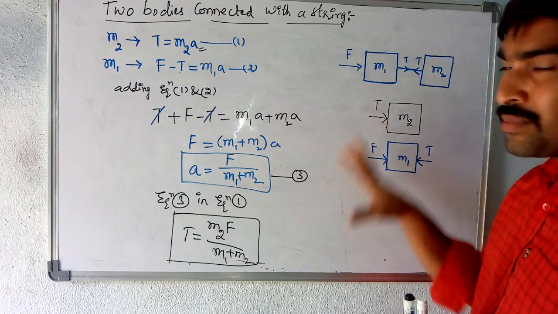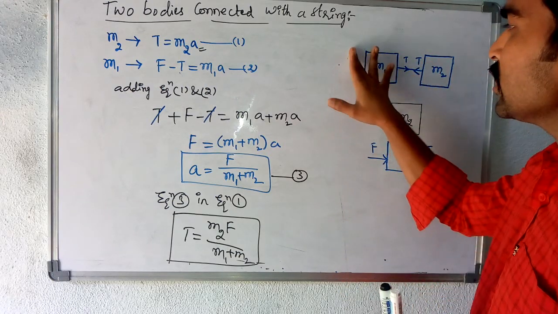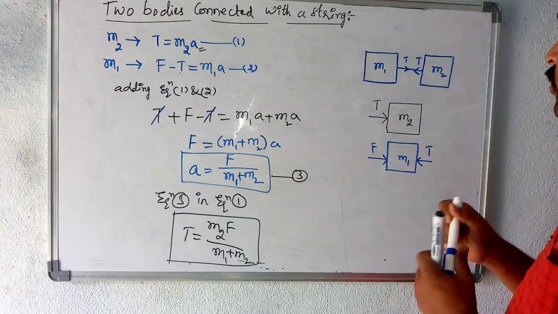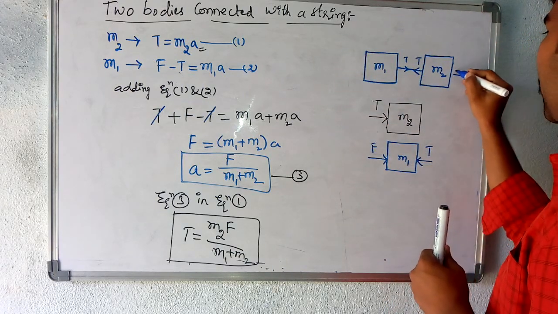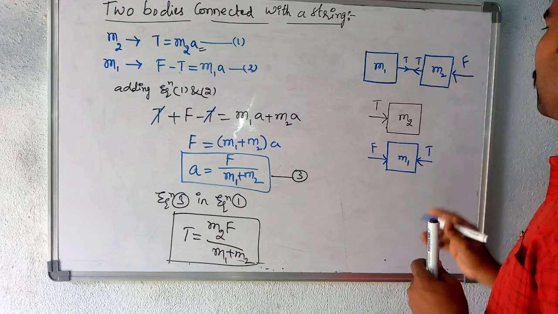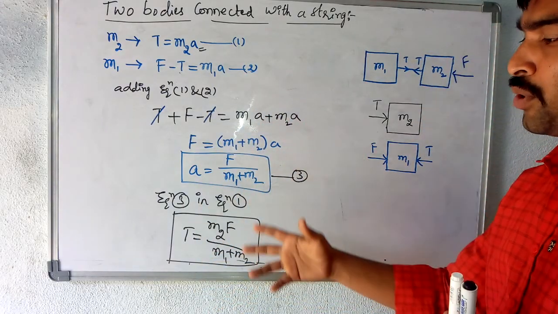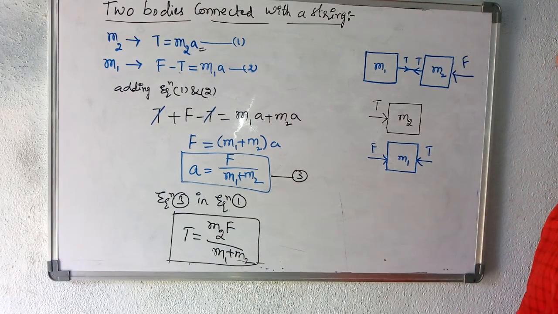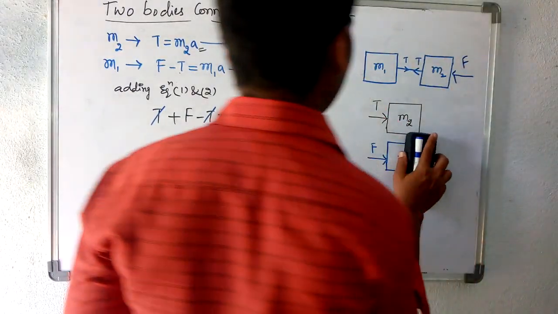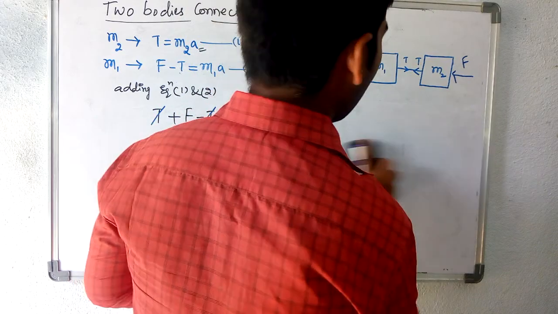Now I am taking the same system, but this force is applied on M2 in this way. This capital F is applied on M2. So what about acceleration? What about tensional force? We will discuss now. I am taking the free body diagram of M1.